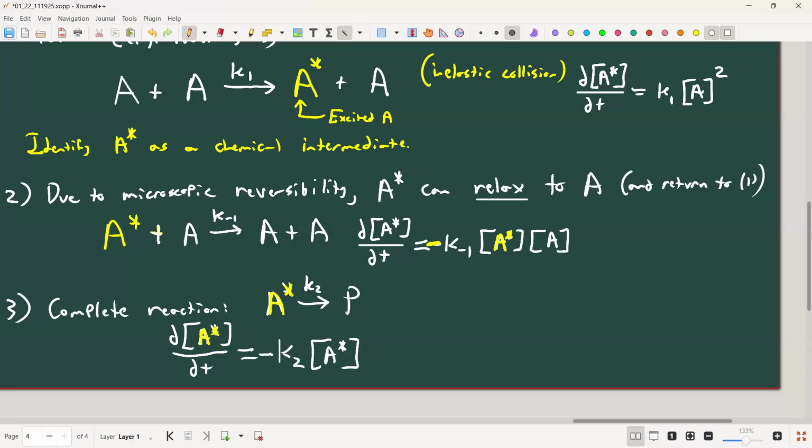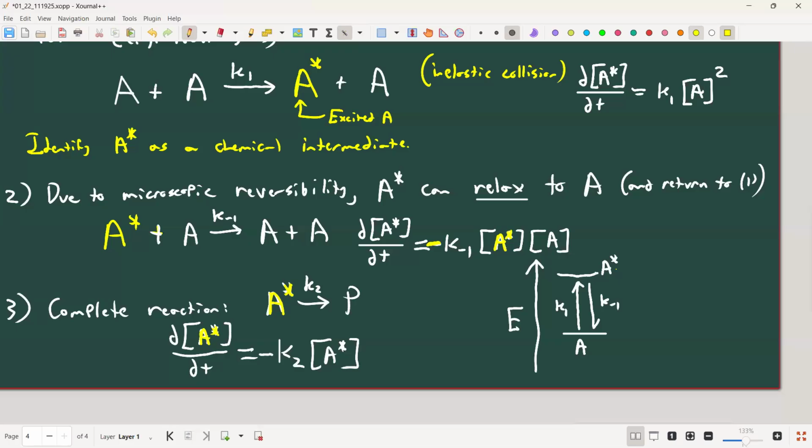Well, instead of going from A to P, we've added an additional step. So we can draw a little coordinate diagram for this in energy. And we start with A, right? We can excite A to A star, right? There is a rate that goes up and down. Of course, this is K1 and this is K minus 1. And then we have P somewhere over here on the right.